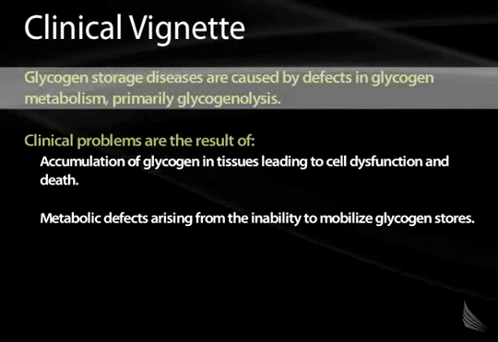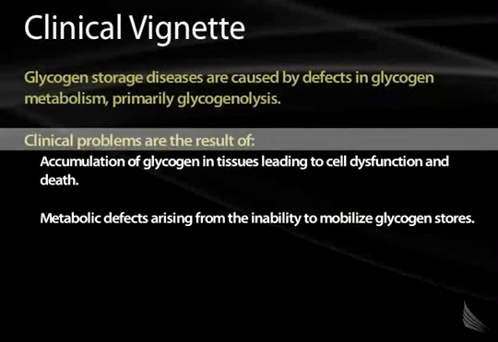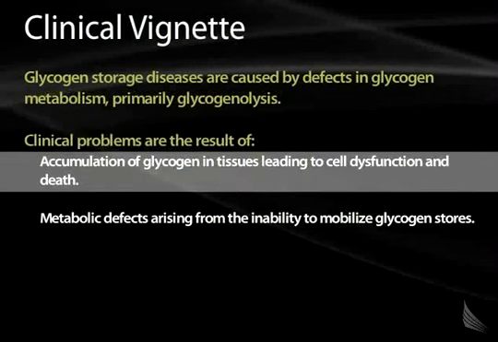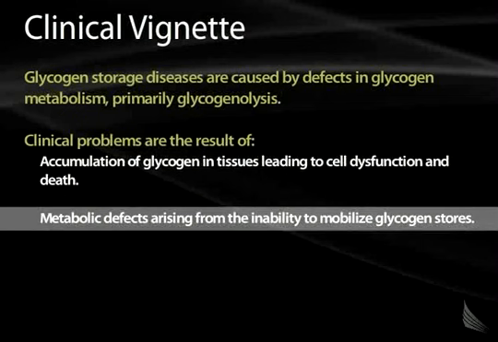McArdle syndrome is an example of a group of diseases that we call glycogen storage diseases. And these diseases are defects in glycogen metabolism, particularly in glycogenolysis or glycogen degradation. The clinical problems that result from glycogen storage diseases are a result of accumulation of glycogen in the tissues. This leads to cell dysfunction and cell death, and so you get loss of functional cells in tissues. The other thing that happens in glycogen storage diseases is you get metabolic defects arising from the inability of the body to mobilize glycogen stores.